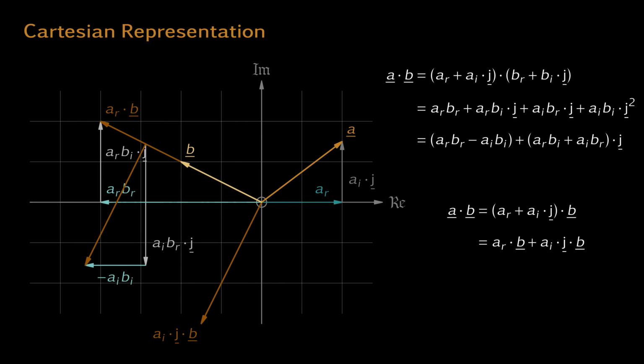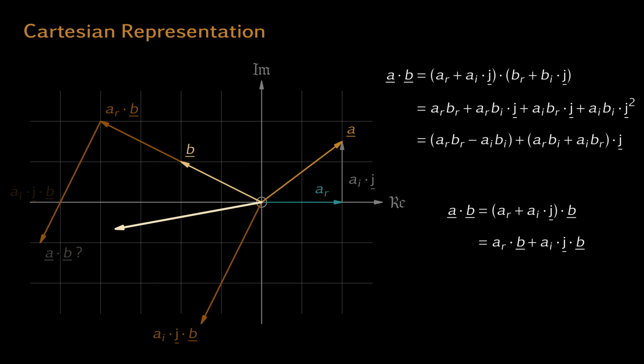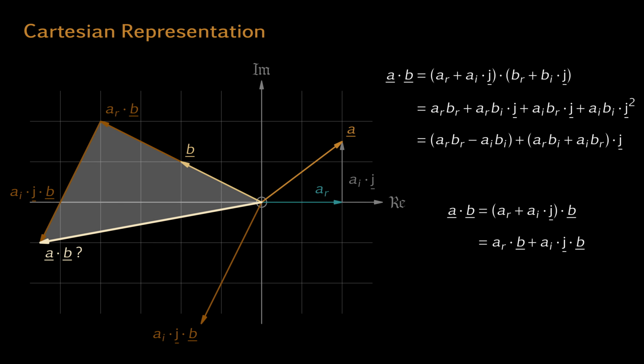Finally, we have to add the scaled arrows. For the real component we do get ARBR minus AIBI, and for the imaginary component we get ARBI times J plus AIBR times J. But is this sum really our product A times B? Yes, because both legs of the big right triangle are the legs of the small right triangle scaled and rotated by the same factor B. And this must also be true for the hypotenuse.